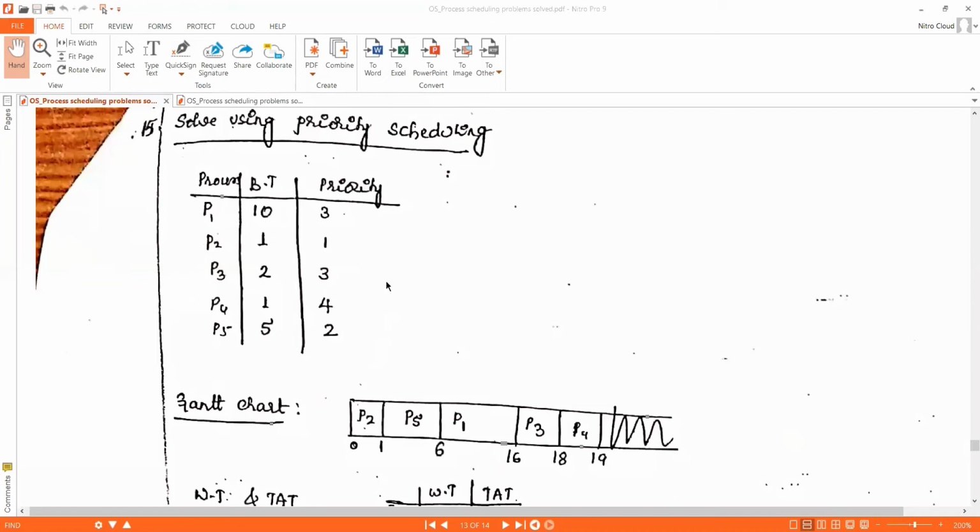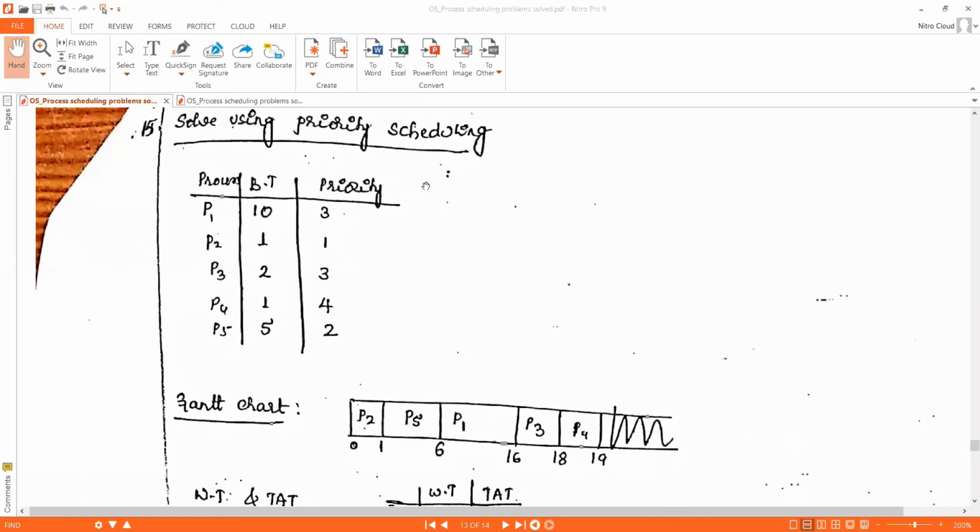Here, if the priority value is less, that process will have the higher priority. That process will get the CPU and will be scheduled first. Here the value 1 is the least, so its priority is highest. This process will get the CPU first.